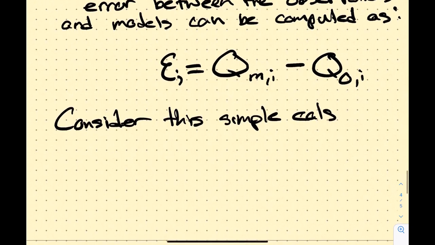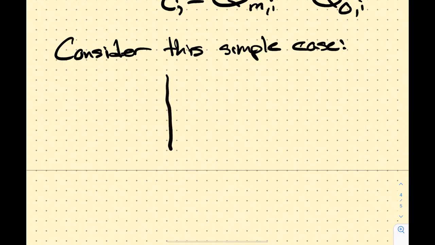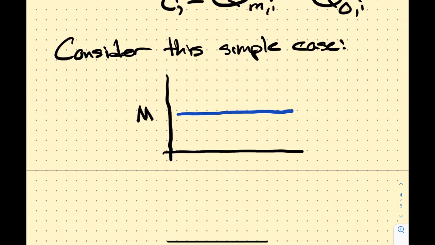So if we look at this, not Cal's case, let's not say that this is discharge. This is just some other quantity. We will call it M. And let's say that here is our observation, so it doesn't change at all over this period, right? So this is our observation. And let's say here is our model.